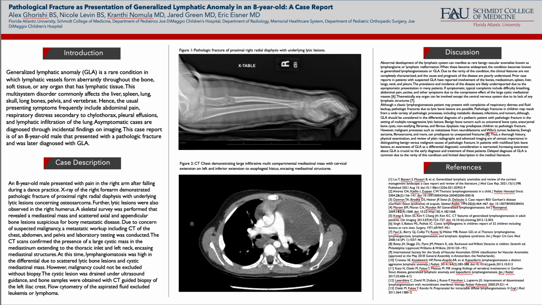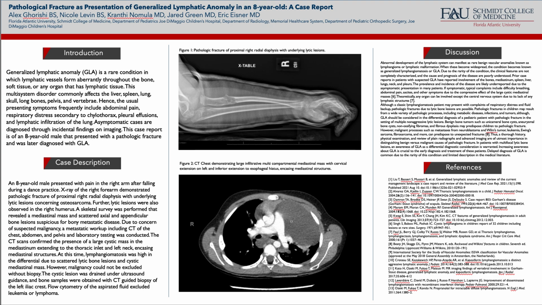At this time, lymphangiomatosis was high in the differential due to scattered lytic bone lesions and the cystic mediastinal mass. However, malignancy could not be excluded without biopsy. The cystic lesion was drained under ultrasound guidance and bone samples were obtained with CT-guided biopsy of the left iliac crest. Flow cytometry of the aspirated fluid excluded leukemia or lymphoma.